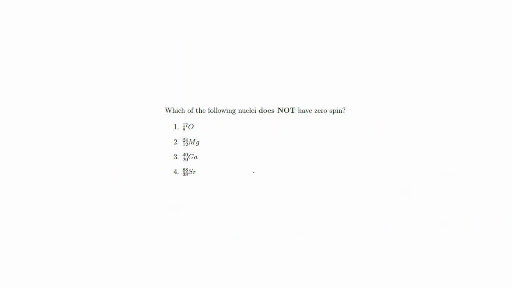Which of the following nuclei does not have a zero spin? What we have to look at is the electronic configuration. So oxygen, this 17 is the number of nucleons. When I say 17O8, it still has 8 electrons.